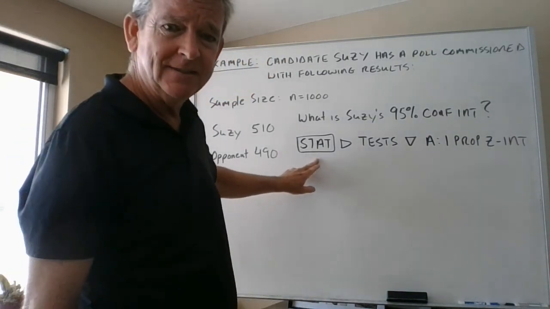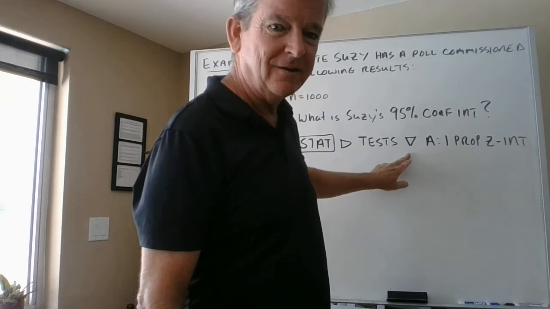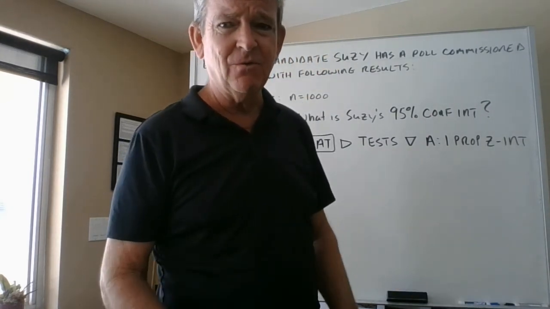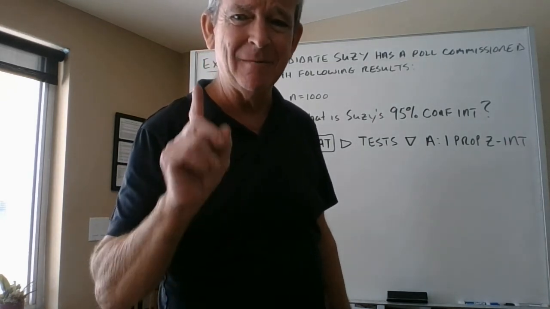So you hit STAT, you go to TEST, you go down to A, 1-PropZInt. It's pretty straightforward. And you know what I did again? I forgot my calculator. I'll be right back.